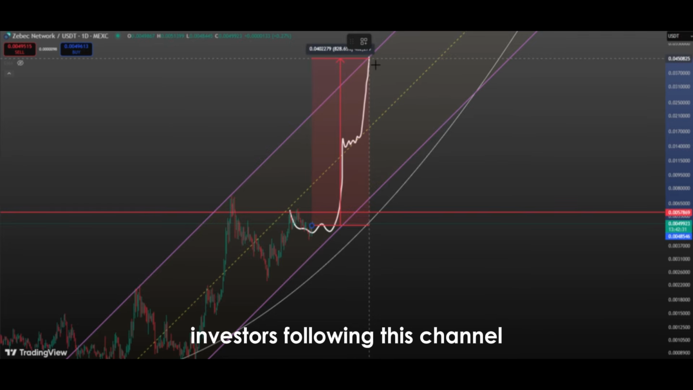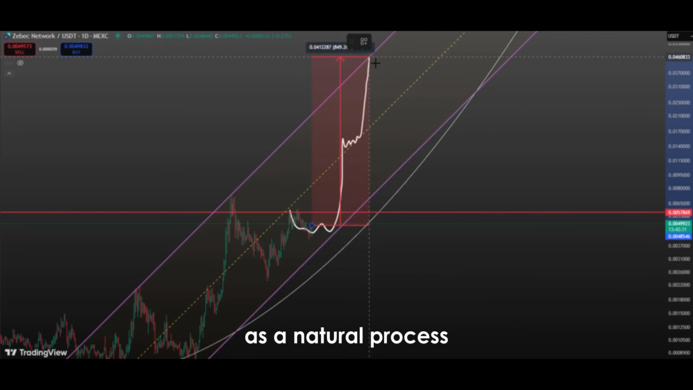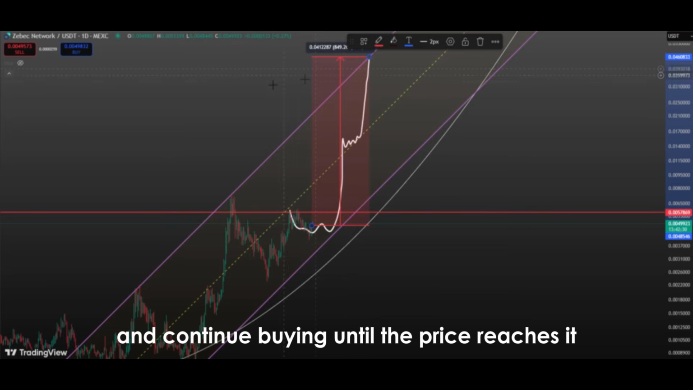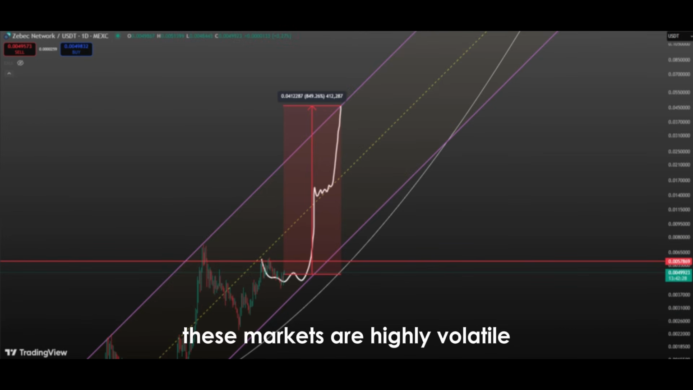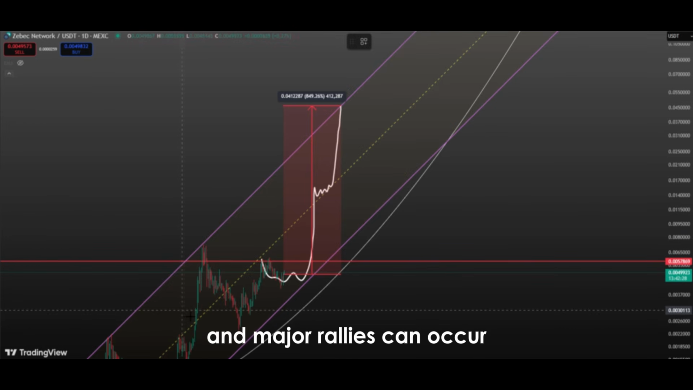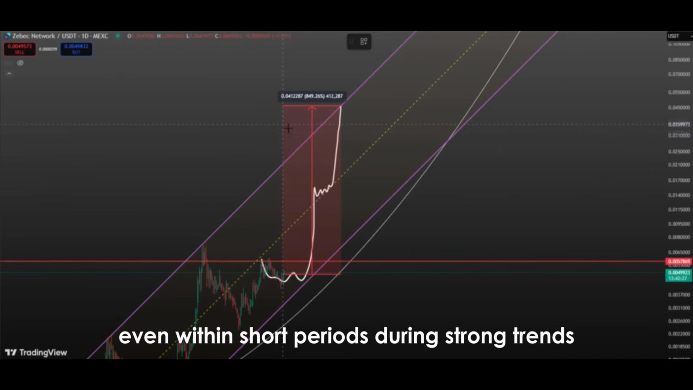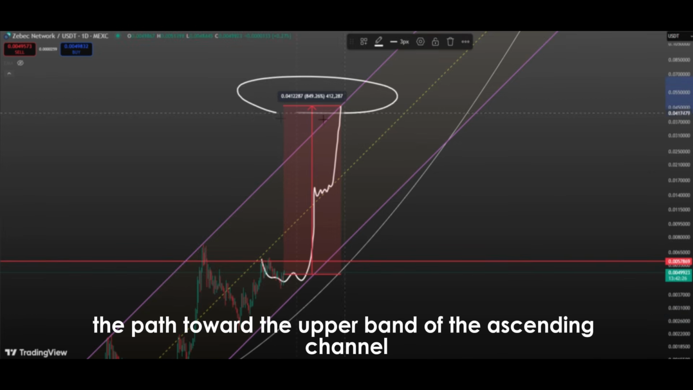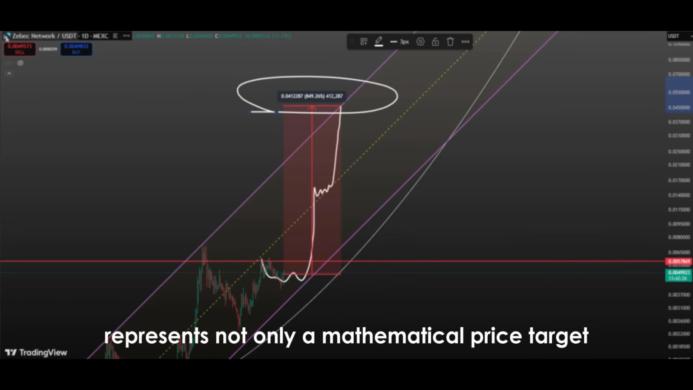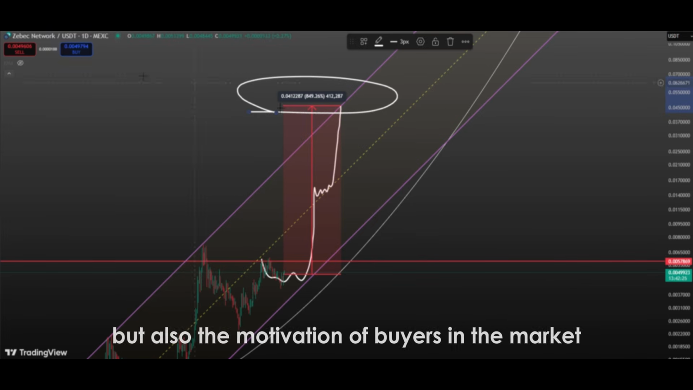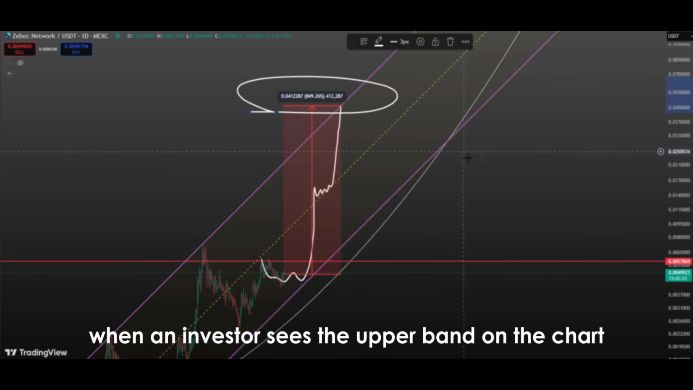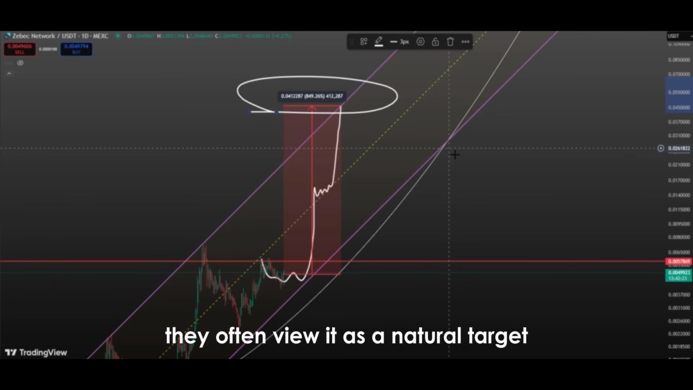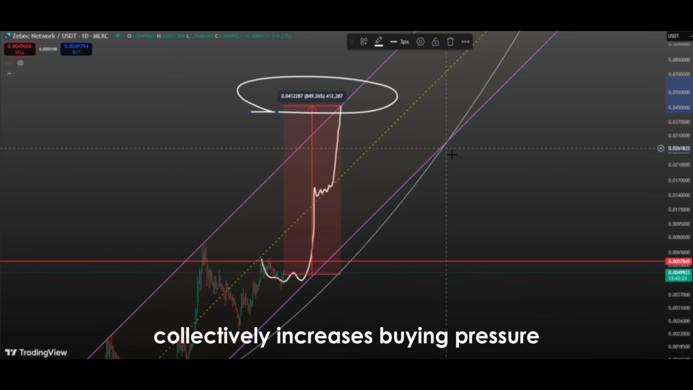Investors following this channel often see the move toward the upper band as a natural process and continue buying until the price reaches it. An 850% increase is particularly possible in the cryptocurrency markets. These markets are highly volatile, and major rallies can occur even within short periods during strong trends. In this context, the path toward the upper band of the ascending channel represents not only a mathematical price target, but also the motivation of buyers in the market. When an investor sees the upper band on the chart, they often view it as a natural target, and this expectation collectively increases buying pressure.